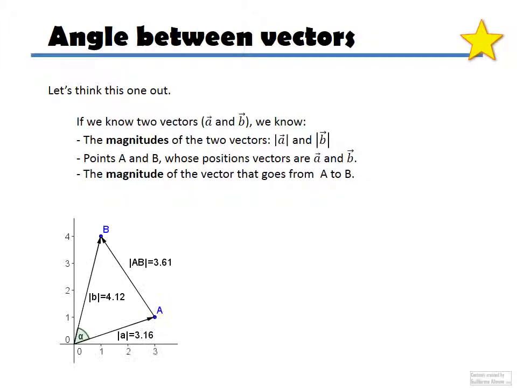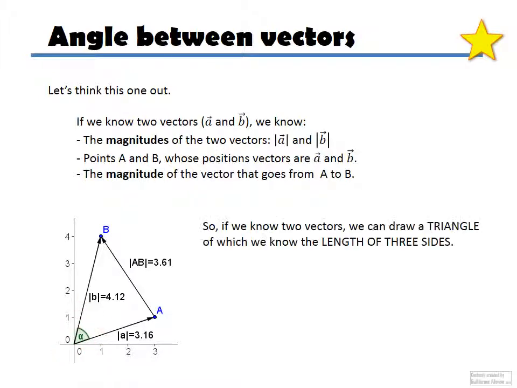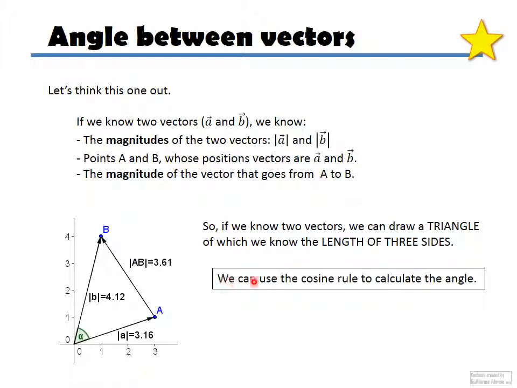Basically, what I have is a triangle. I have point A over here, and I know this distance. I have vector B over here, and I know this distance, and I also know this distance here. So, remember a bit of trigonometry, I can calculate this angle. Bit of cosine rule, you should be able to do it. So ultimately, if you know two vectors, we can draw a triangle of which we know the length of the three sides, so we can use the cosine rule to calculate this angle here.